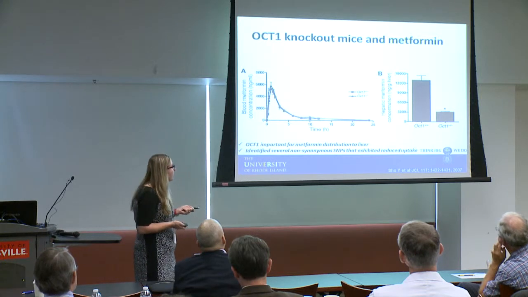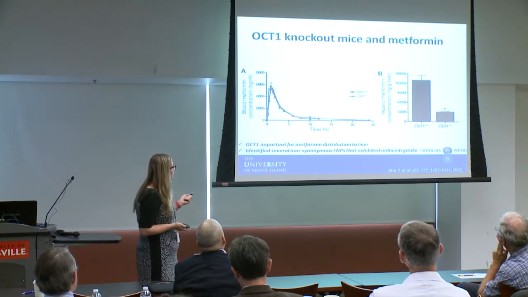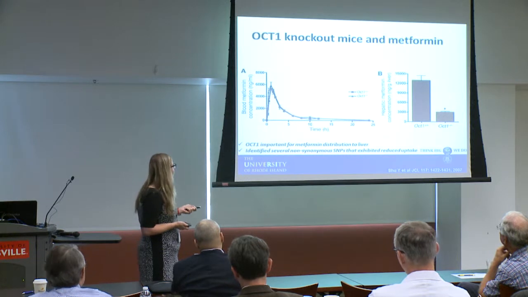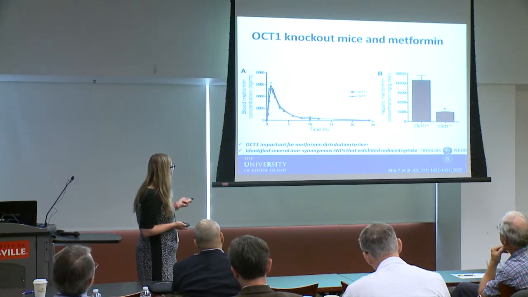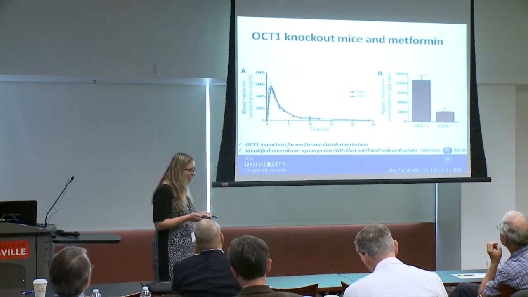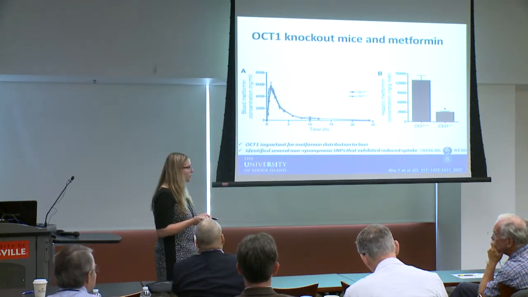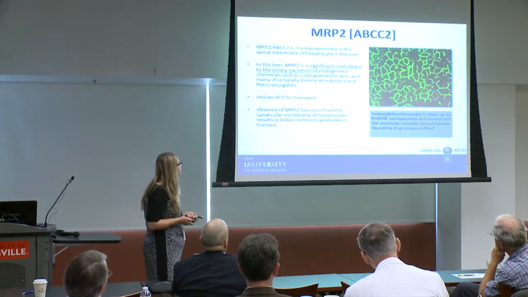So this is a very useful study because it's showing that if you were to assume that tissue exposure would be the same as blood exposure, you would really miss the effect. And just to also note that in this study, they also showed that there were some human SNPs that resulted in reduced uptake of metformin.